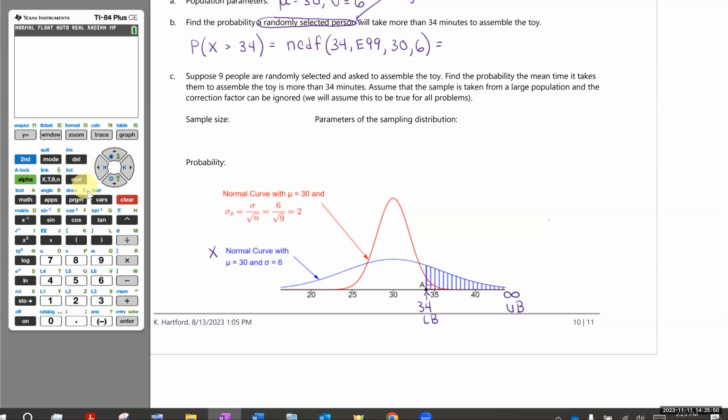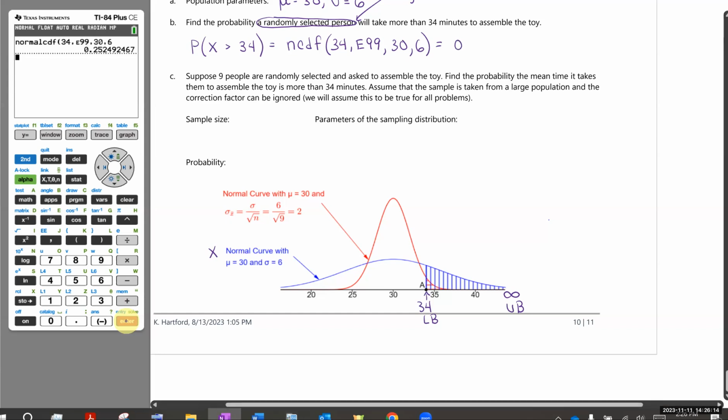All right, so back to the calculator. We're doing our distributions. Normal CDF, 34, comma, E99, comma, 30, comma, 6. And I usually don't close my parentheses, a little lazy, but we're going to be good. I'll round to 4 places, 0.2525.